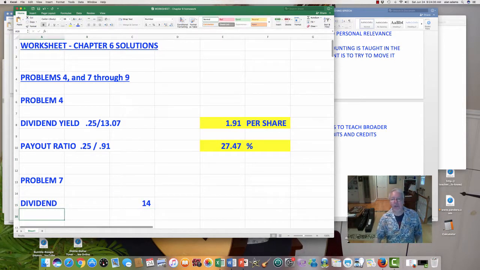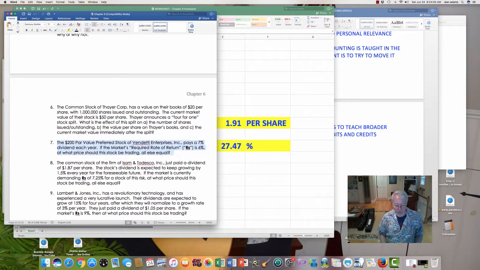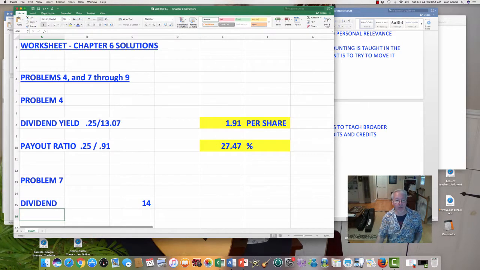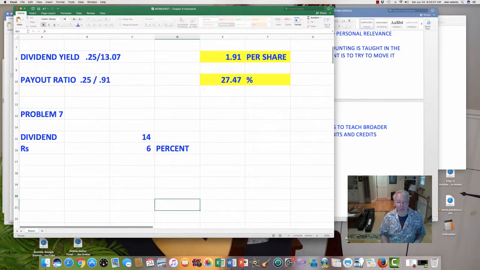Okay? The second thing that we need to know, going back to our original formula, is R sub S. When you're valuing a constant dividend stock like preferred stock, the math is very easy. You're going to take not 7%, but 6%, R sub S, and that becomes your denominator. It's 6%, okay? So let's note that as R sub S. That is 6, and I'll note that as percent. So the math actually becomes quite easy.